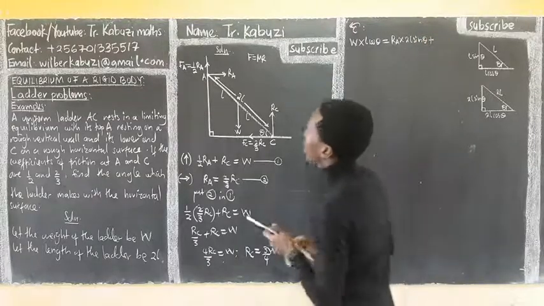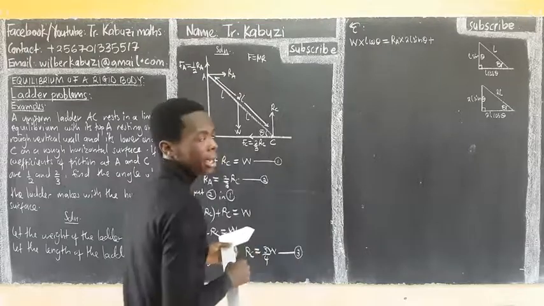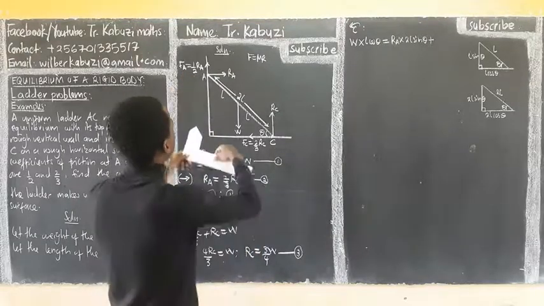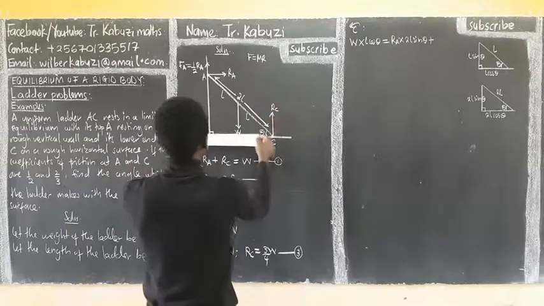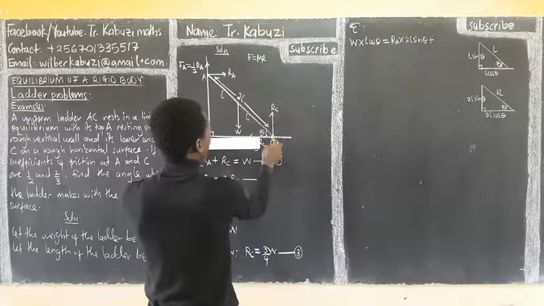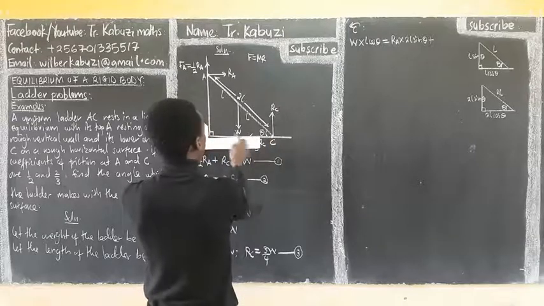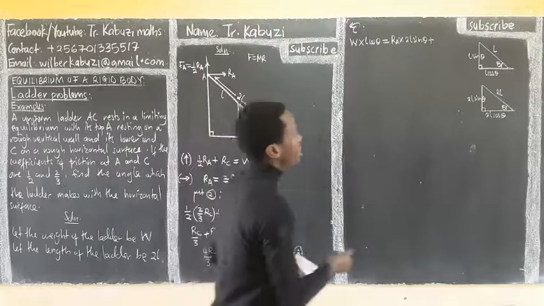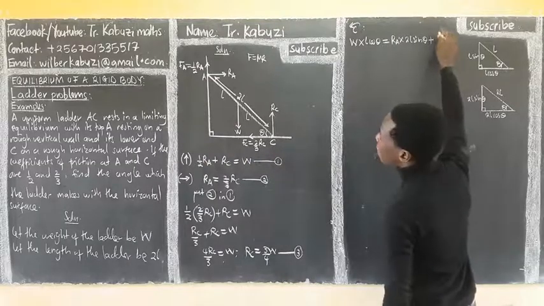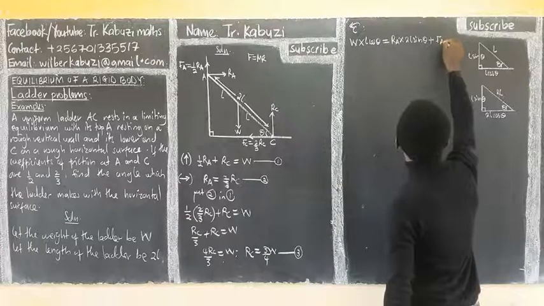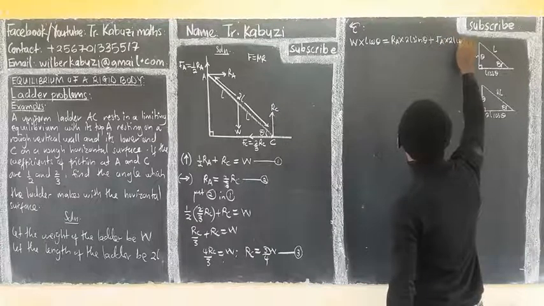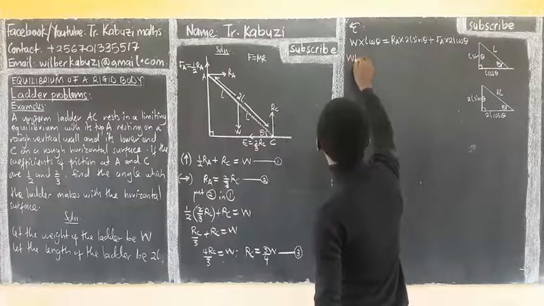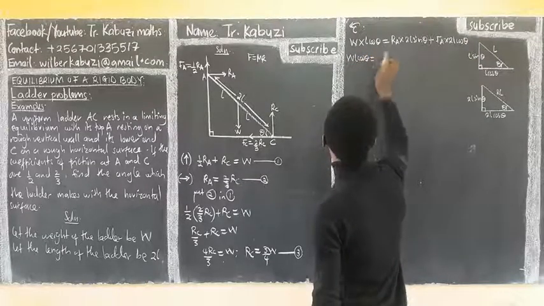Now plus, we also have this FA here. It's acting like that. So its perpendicular distance is going to be from here up to here, but because this is cos and this is 2L, it's going to be 2L cos theta, as you see here. So we have FA times 2L cos theta. Now we simplify: this is going to be WL cos theta equal to what is RA.